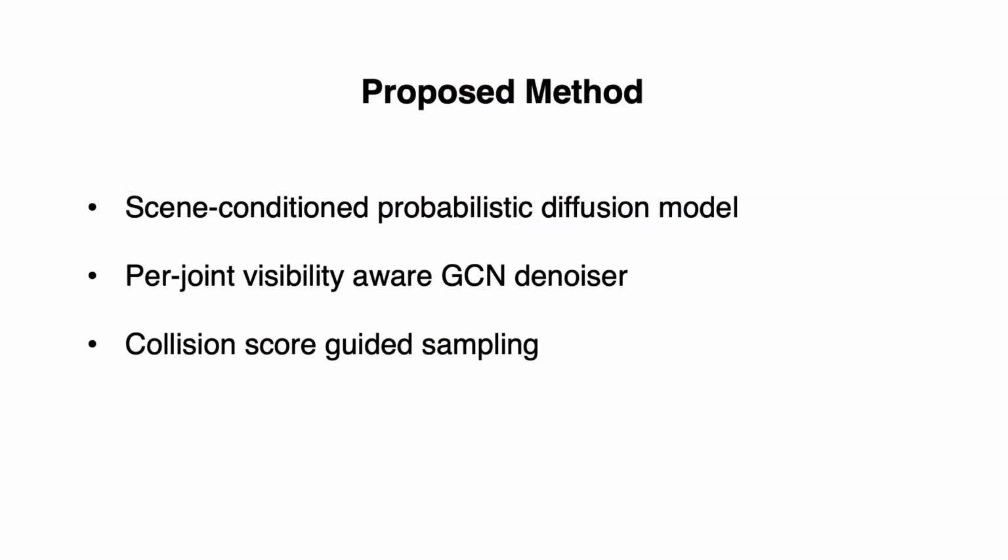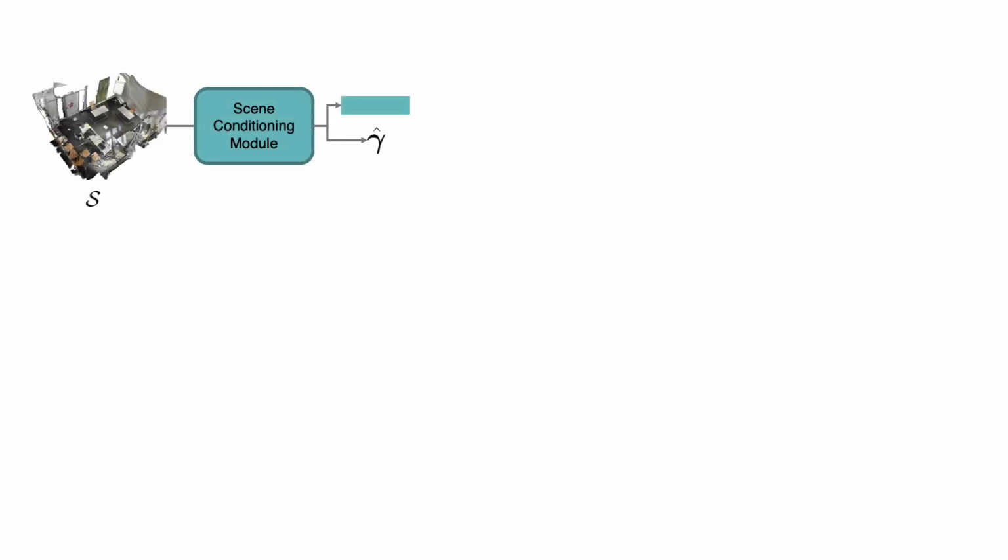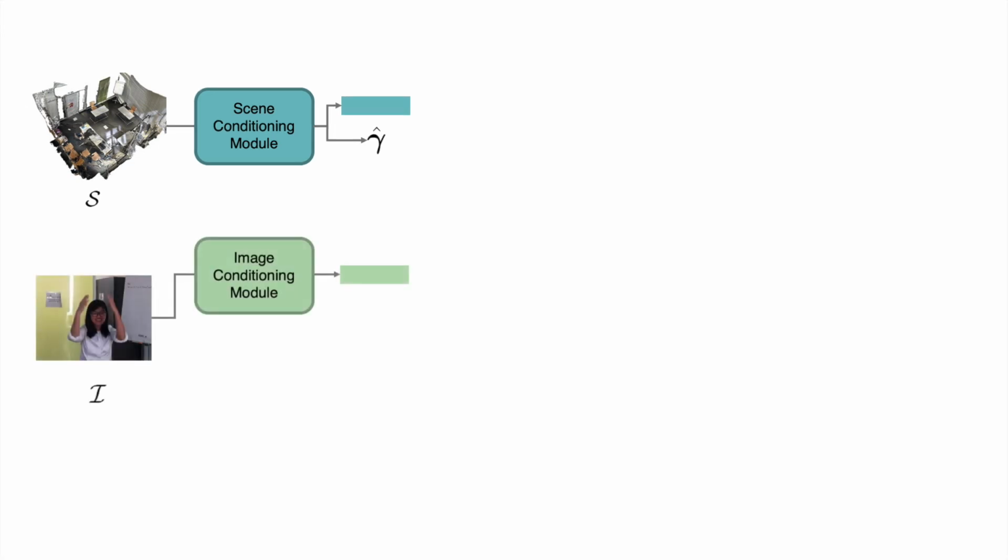To address these issues, we propose a novel scene condition diffusion model with a per-joint visibility-aware graph convolution denoiser. The diffusion sampling is further guided by a collision score to resolve human scene interpenetrations. A scene conditioning module encodes the input scene point cloud into a scene feature and predicts the global body translation gamma. The input egocentric image is encoded by the image conditioning module with a CNN backbone.